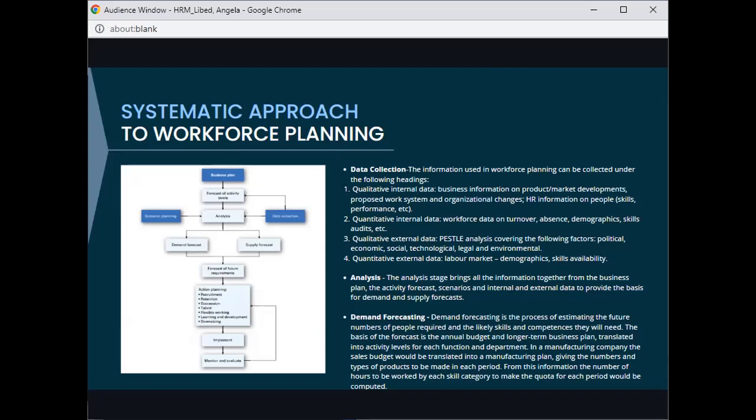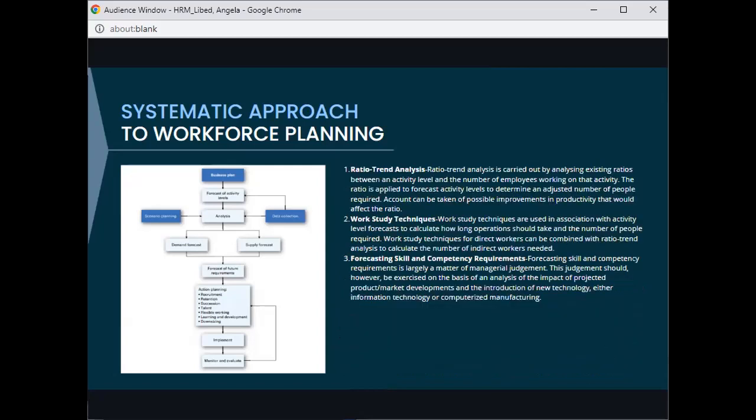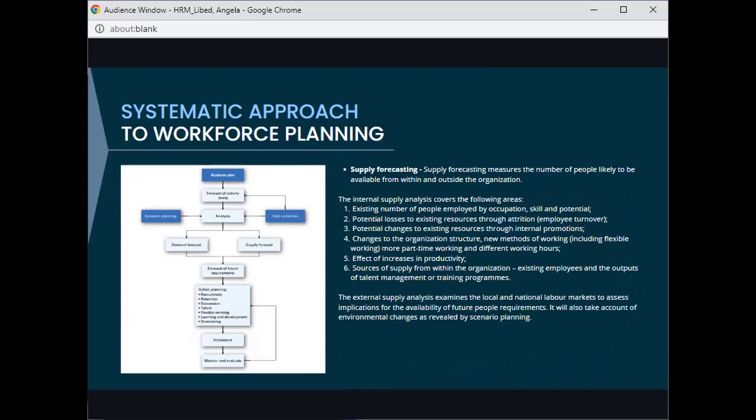So, the analysis brings all the information together from the business plan, the activity forecast scenarios, and internal and external data to provide the basis for demand and supply forecast. And the demand forecasting is the process of estimating the future numbers of people required and the likely skills and competences they will need. The basis of the forecast is the annual budget and longer-term business plan. While the supply forecast is measuring the number of people likely to be available from within and outside the organization.